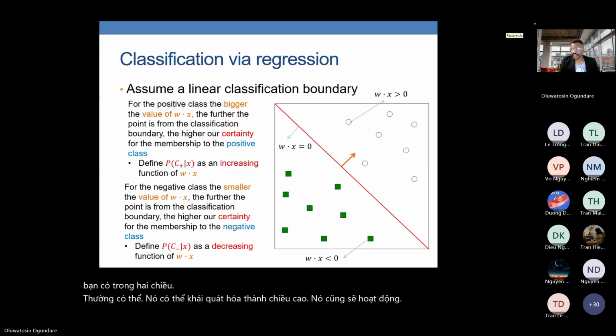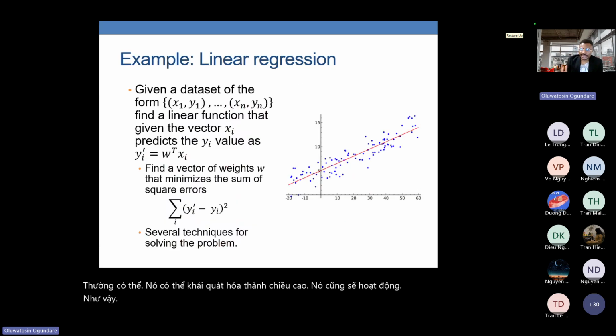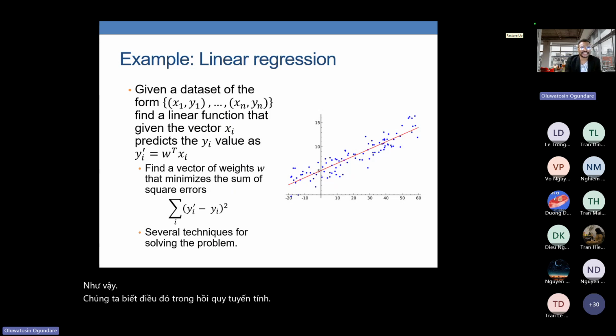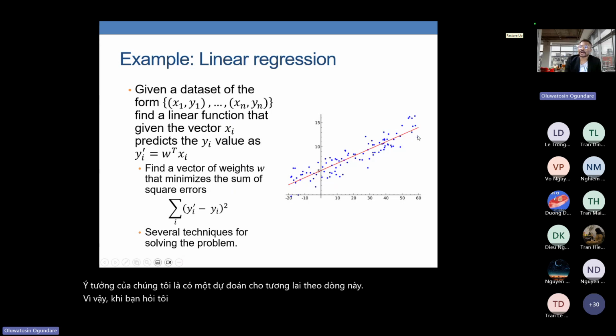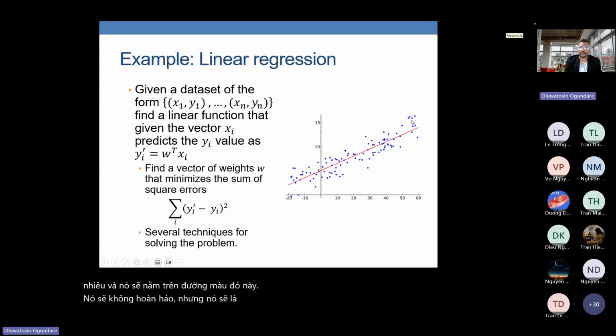Okay, so we know that in linear regression, our idea is to have a predictor for the future that follows this line. So when you ask me, given a particular x, what is the next value of y, I would use the equation of the line to tell you what the next value of y would be, and it's going to be on this red line. It's not going to be perfect, but it will be an approximation of what it should be.